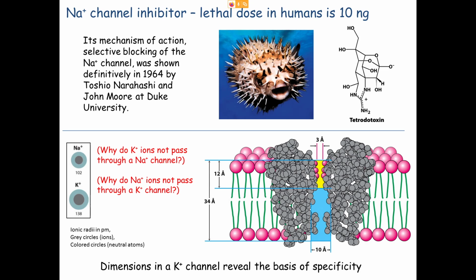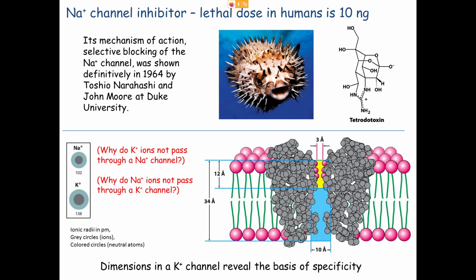So why would a potassium ion not go through a sodium channel? That's an easy question. What do you think? Too big. Yeah, it's too big. Of course, it's too big. The channel's only so wide, and it will not let it through.